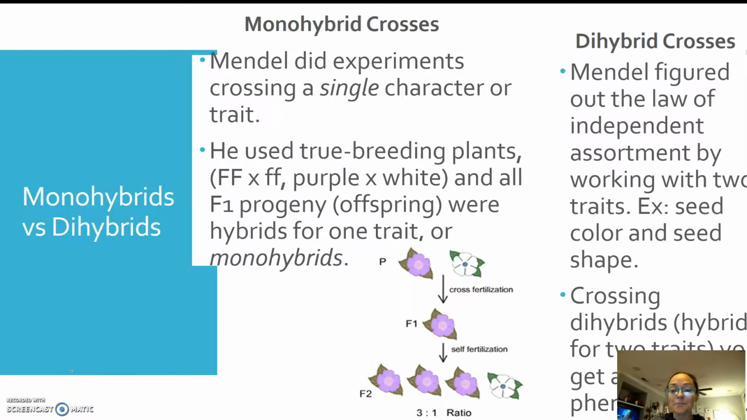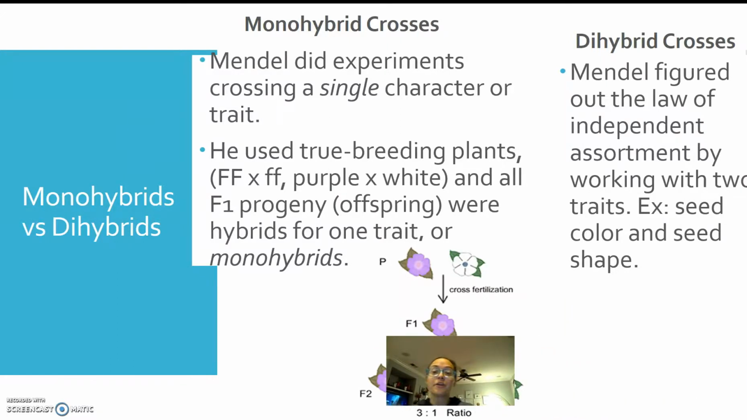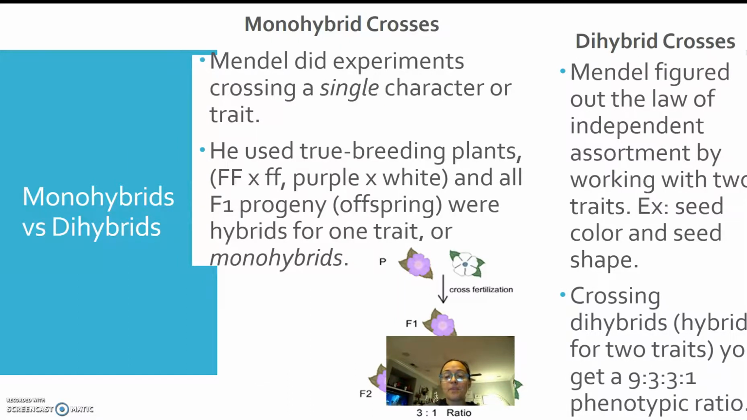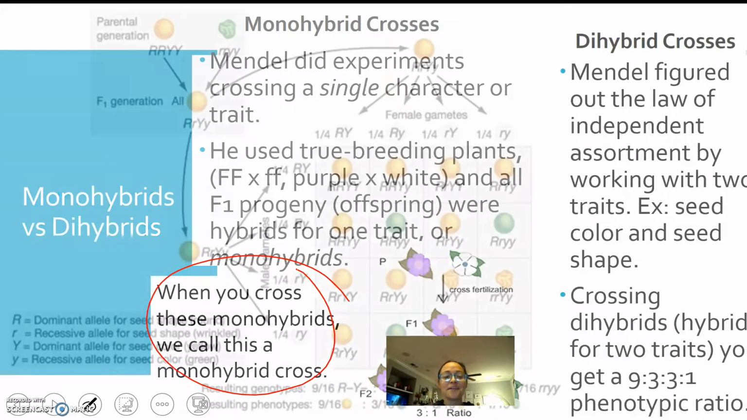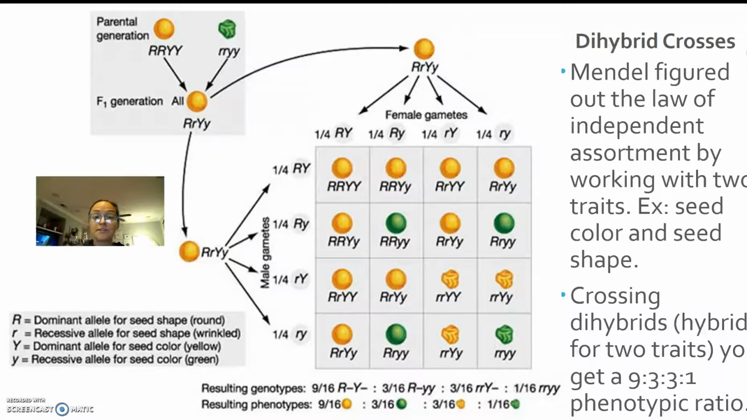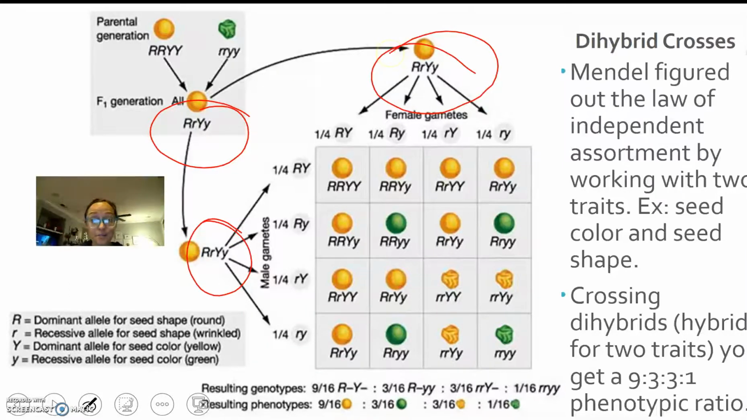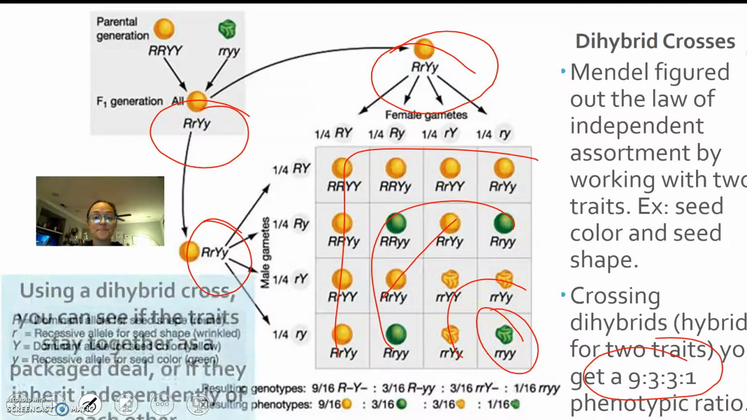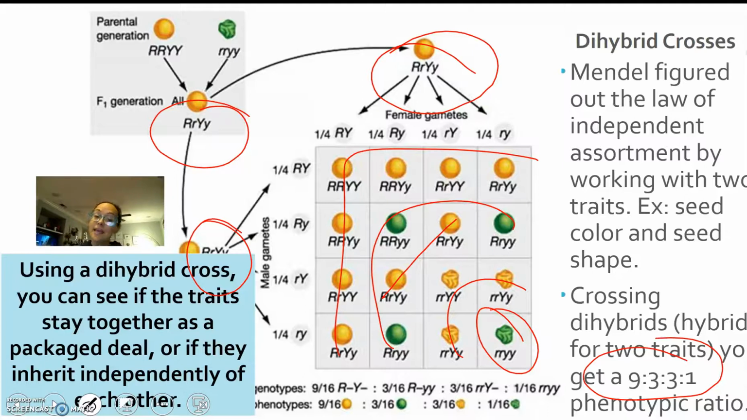Okay, and then you have dihybrid crosses, and with a dihybrid cross, Mendel figured out the law of independent assortment by working with two traits. So he worked with seed color and seed shape, and he found that when he crossed these two traits, you can see here how seed color and seed shape, green or yellow, round or wrinkled, are two totally different traits. You get a hybrid for two traits, or a dihybrid. And when you cross a dihybrid with a dihybrid, you get a phenotypic ratio of 9 to 3 to 3 to 1. And so using a dihybrid cross, you can see if the traits stay together as a package deal or if they inherit independently of each other.